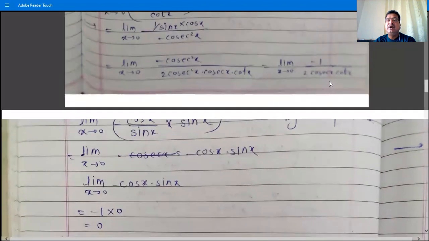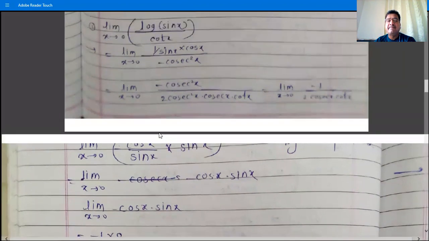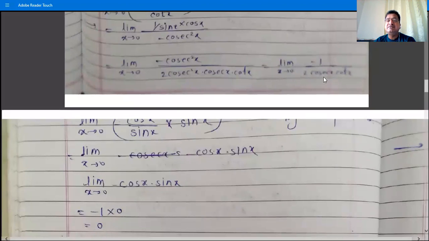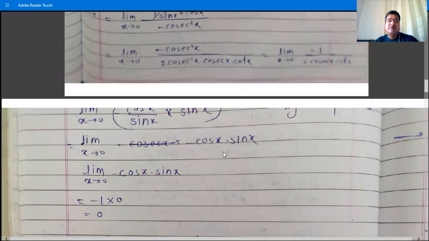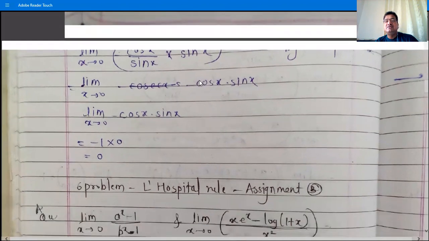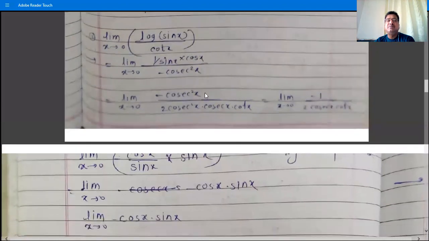That is equal to limit x tends to 0. Cosec x means 1 by sin x, and cot x means cos x by sin x. So 1 divided by cosec x is sin x, and divided by cot x means cos x by sin x, so it is sin x by cos x. So we have sin x into sin x by cos x. Then substitute x as 0, we have cos 0 is 1, sin 0 is 0. So 1 into 0 is 0. So the answer of this problem is 0.